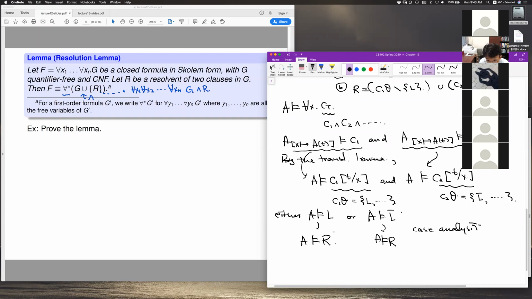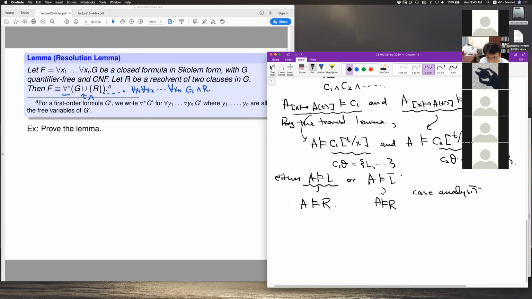So I will do the case analysis only for the first one. In the first case, A satisfies L, and we also know A satisfies C2 theta. But C2 theta contains L bar, so A satisfies this, and then satisfies something other than L bar, because this set represents a disjunction.